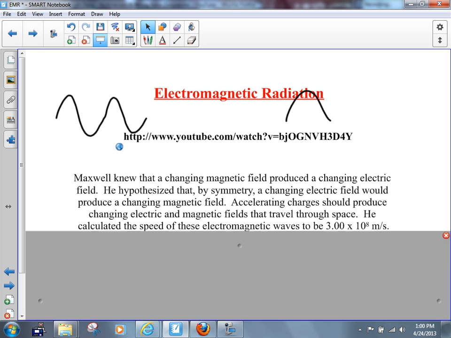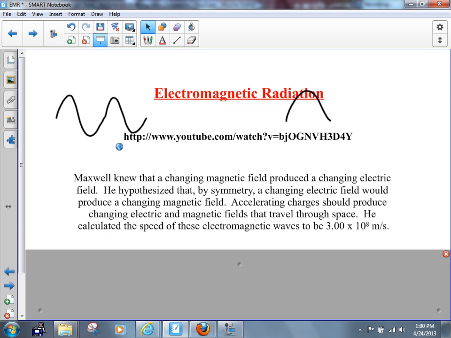All right, let's take a look at this here. Okay, basically, it summarizes what we just said. The next couple pages summarize what we just said. Maxwell knew that a changing magnetic field makes a changing electric field. The changing electric field makes a changing magnetic field.